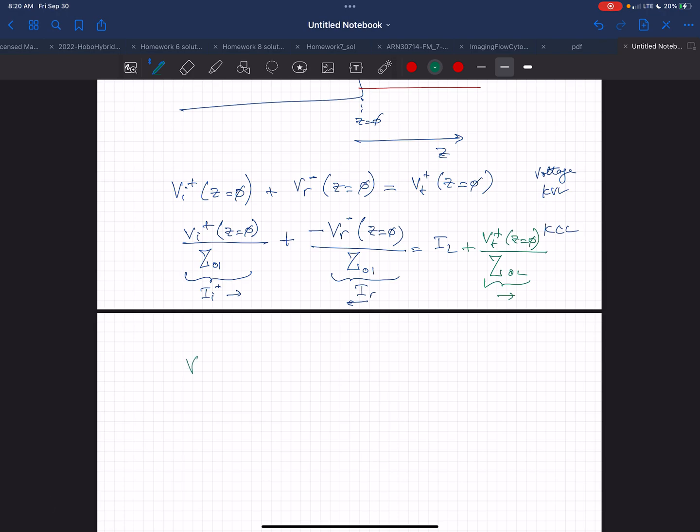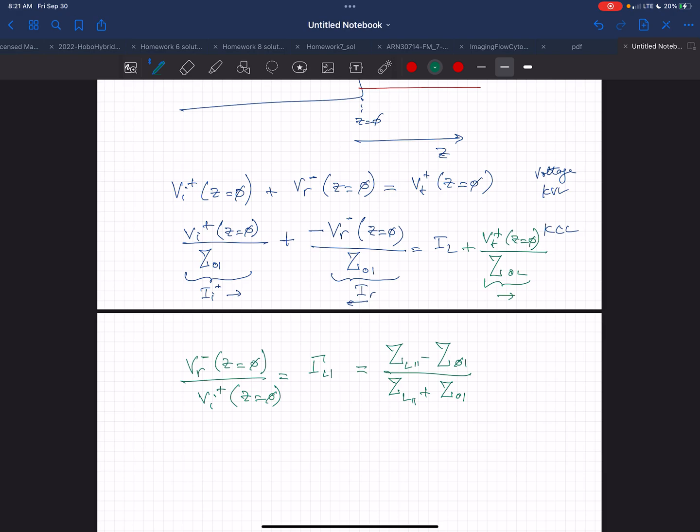The relationship between the reflected wave at z equal to 0 and the incident wave at z equal to 0 is the reflection coefficient at the load, and that's equal to Z load minus Z01 over Z load plus Z01. Actually, this is Z load parallel.